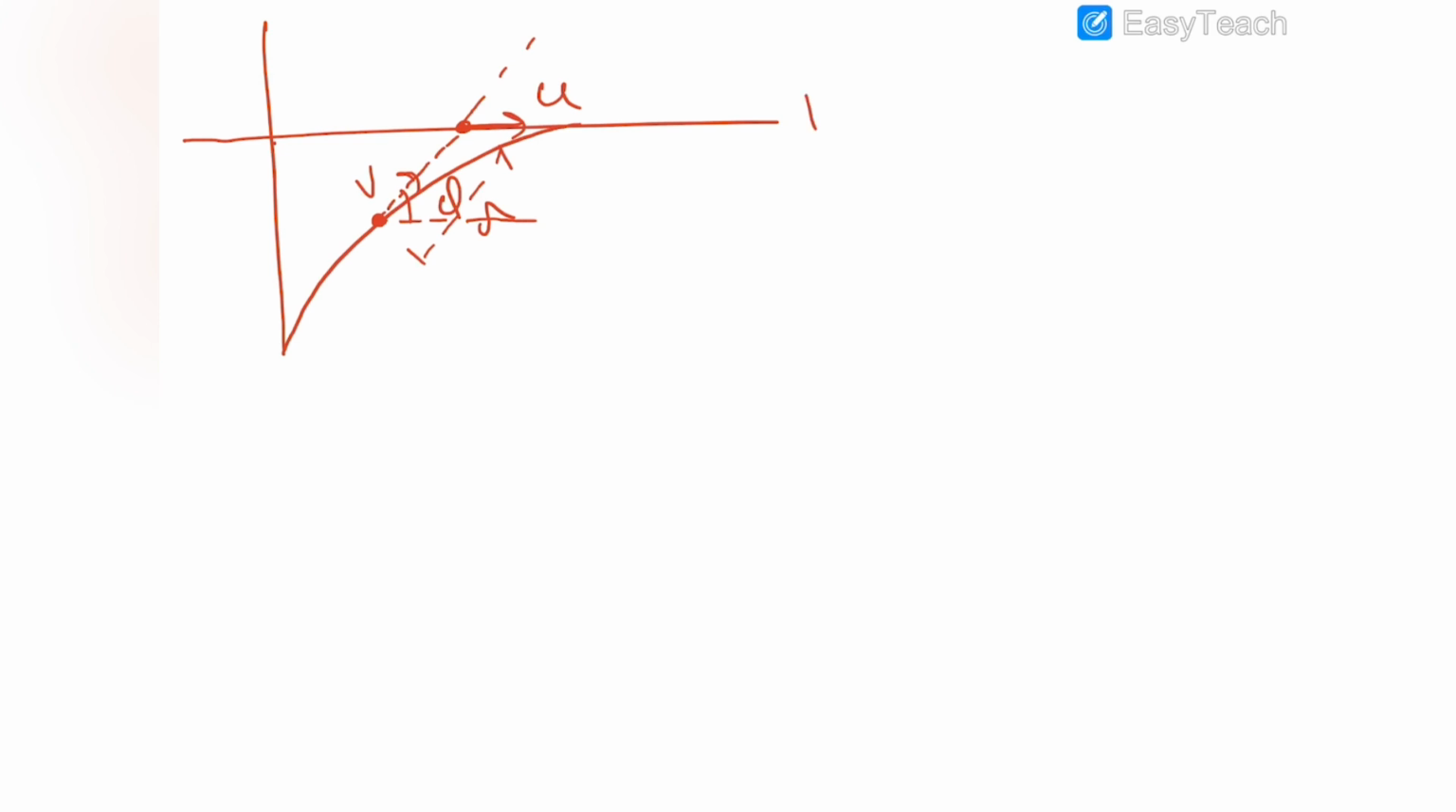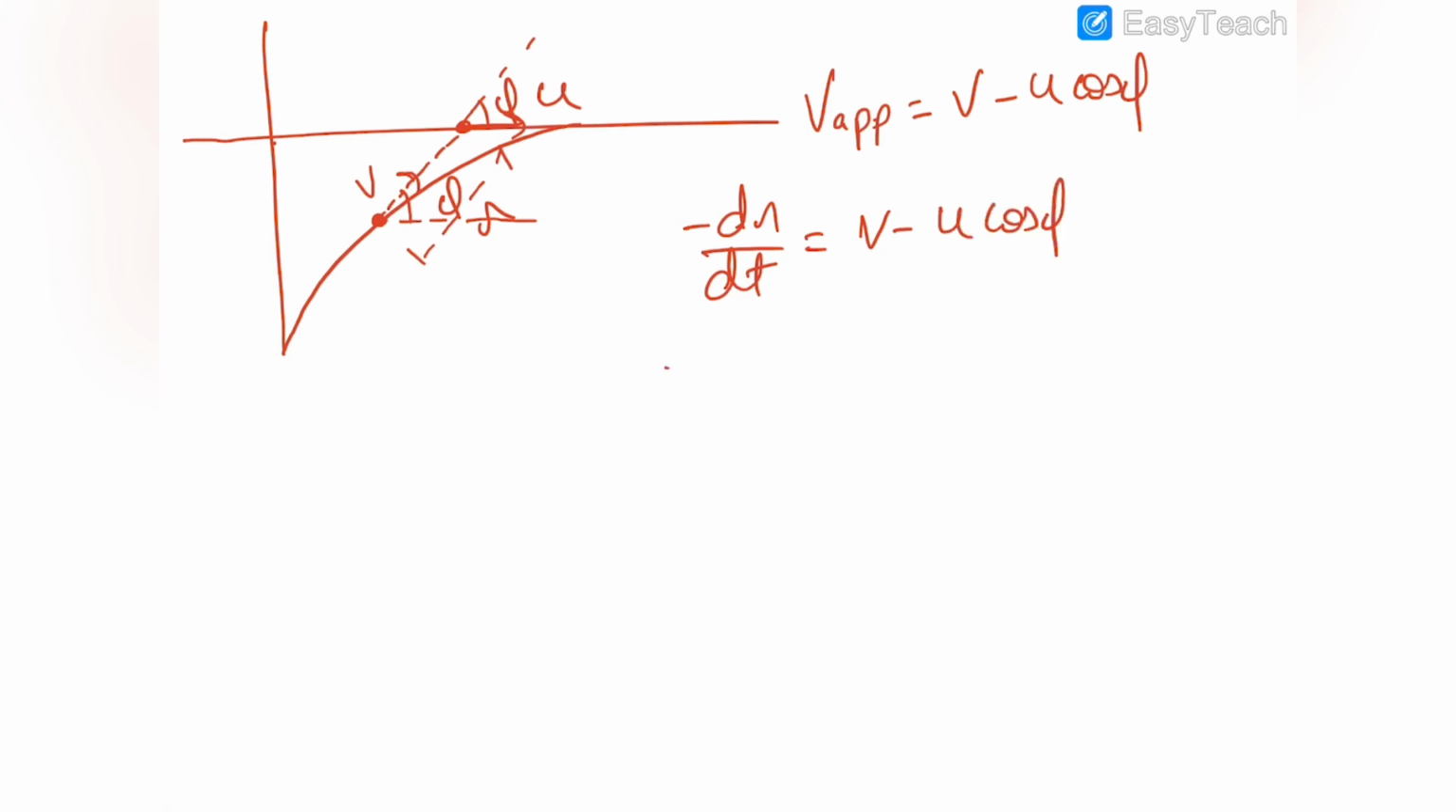Their approach velocity, v approach, will be equal to v minus u cos phi, because this angle is also phi. Now v approach is obviously equal to minus dr by dt, because it is decreasing the distance between them. So minus dr by dt is equal to v minus u cos phi, so minus dr is equal to v minus u cos phi into dt.